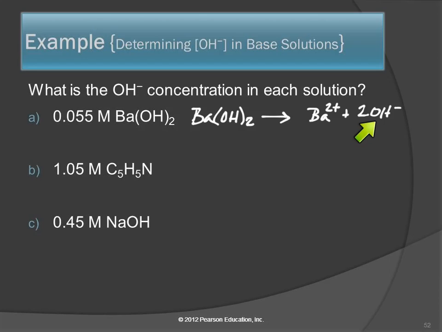So is the concentration of hydroxide ion equal to the concentration of barium hydroxide? No, it's twice as much, right? Because each one of these separates into two of those. Times 2. Do not trust my head. I think it's that 0.11. Yeah, it is 0.110 molar is equal to the hydroxide ion concentration.